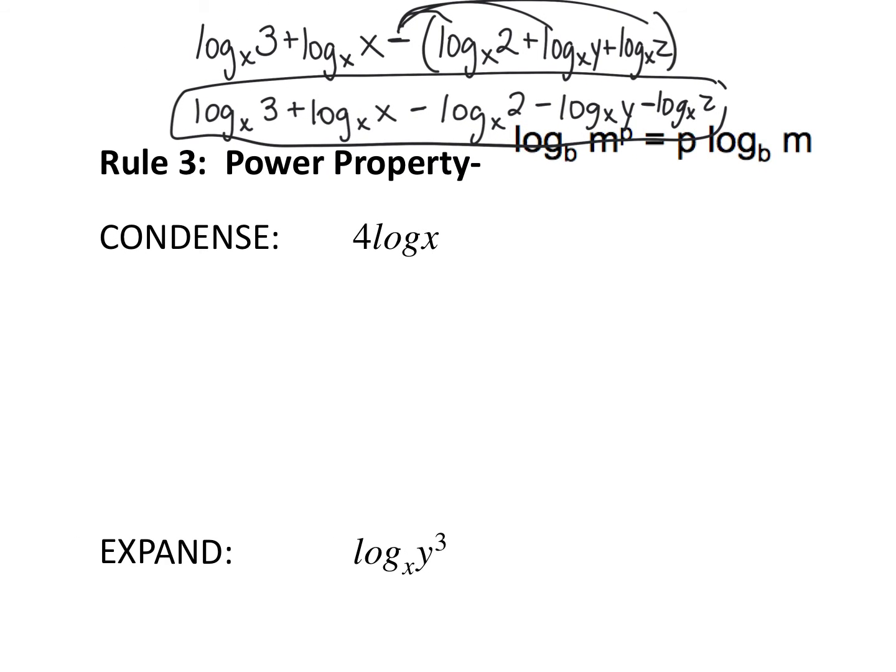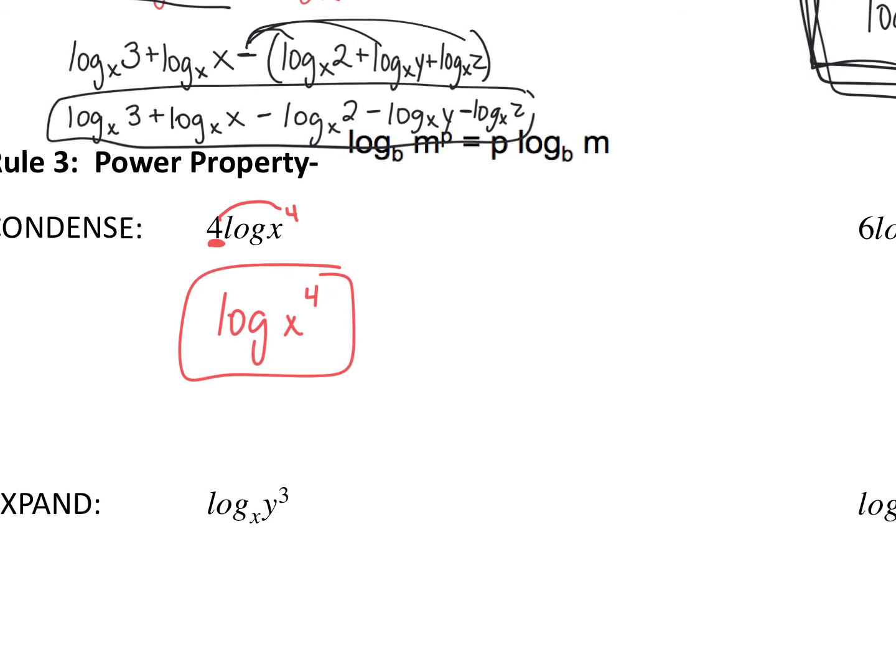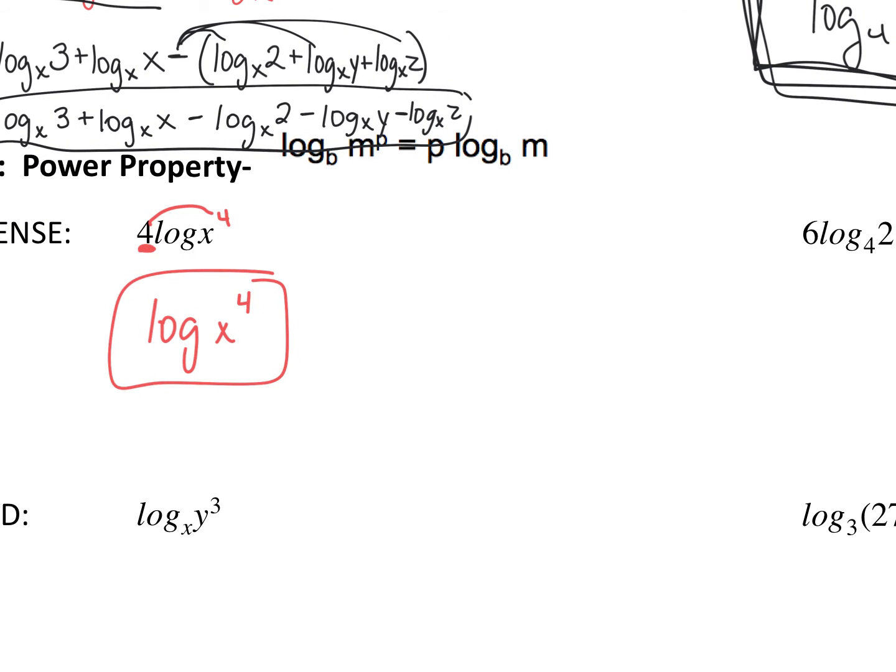April Fools. Okay. So, power property. When we are condensing, again, we are just getting down to one logarithm, correct? So when we condense, we need to take the numbers in the front. Those are actually going to be the power on the a value. So this 4 in the front is going to go to this x. That's the same thing as log of x to the 4th power. Try the next one.